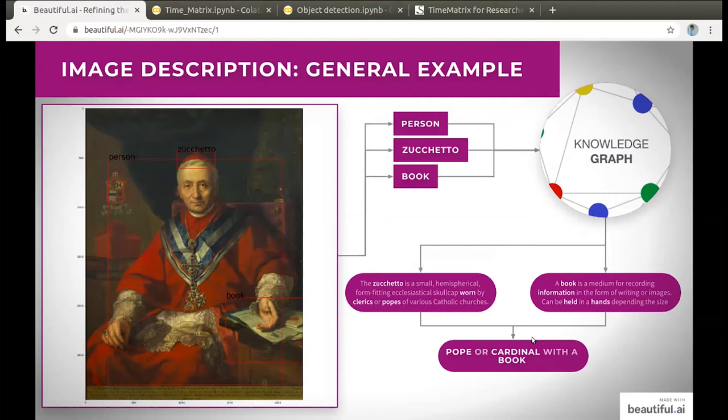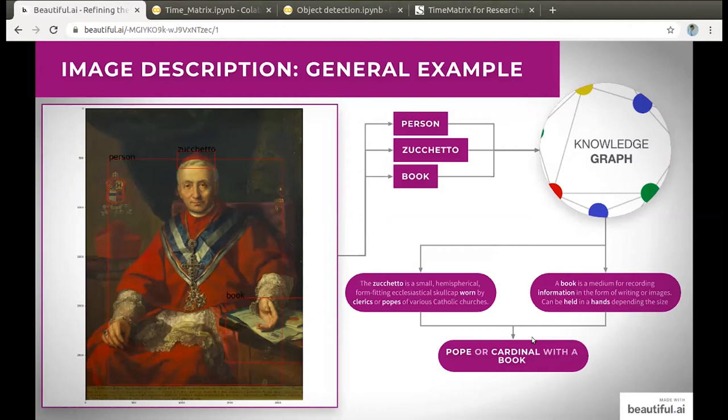If we look at the definition of sujeto in Wikimedia, we can see that it's a small skull cap worn by clerks or popes or various Catholic churches. At the same time, we understand that clerks or popes or cardinals are a person. So based on this information, we can understand that the person already detected by the object detection model is a clerk or a pope. And the final output class will be a pope or a cardinal with a book, without sujeto. So this is the main idea of how we understand this.